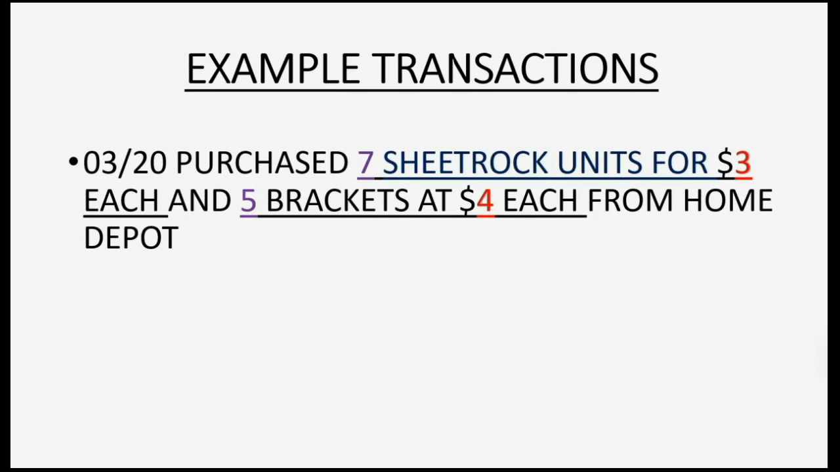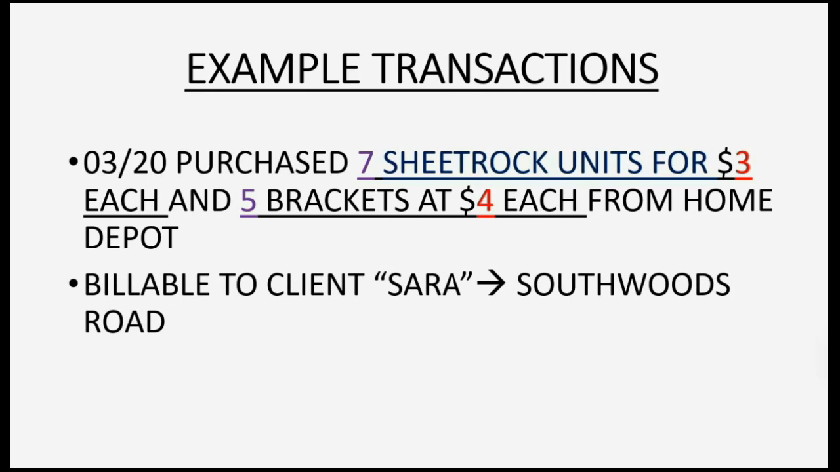So now let's do some example transactions and see what happens. Let's imagine on March 20, we purchased 7 units of sheetrock for $3 each and 5 brackets for $4 each. And basically, these are the purchase costs that we remember, and we purchased them from the vendor at Home Depot. And they're billable to Sarah, the client, specifically for the Southwoods Road job.